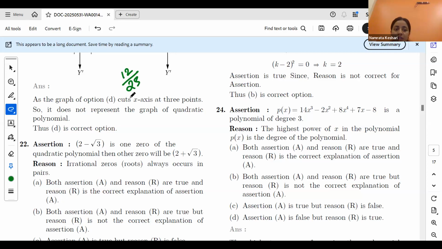Okay, so this is a continuation of the same, and when you practice extra questions, you will encounter all the varieties. So yeah, this is false.